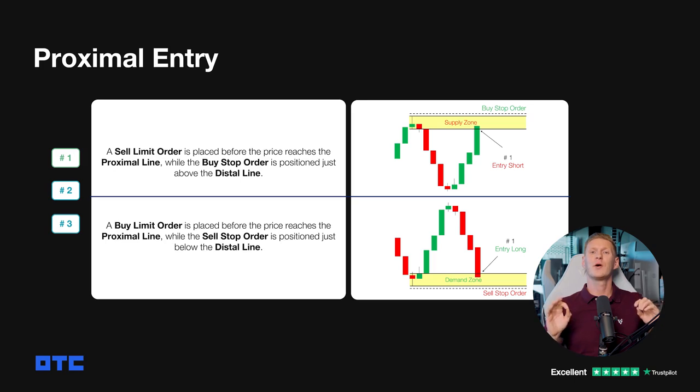The first and most common entry type is the proximal entry. For a short trade, you place a sell limit order before price reaches the proximal line of the supply zone. Your stop loss, a buy stop order, is positioned just above the distal line of the zone. For a long trade, you place a buy limit order before price reaches the proximal line of the demand zone. Your stop loss, a sell stop order, is positioned just below the distal line of the zone.